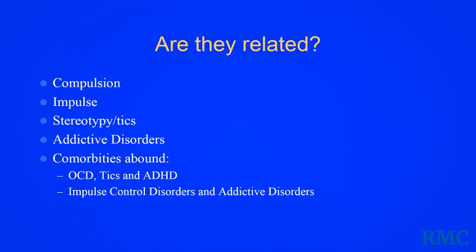Addictive disorders, you could see how a gratifying impulse could link into addictive disorders. And then comorbidities abound. People with OCD can have tics and attention deficit hyperactivity disorder. People with impulse control disorders can also have addictive disorders. So DSM tries to put things in different chapters, but the line is not as clean as you would otherwise wish.